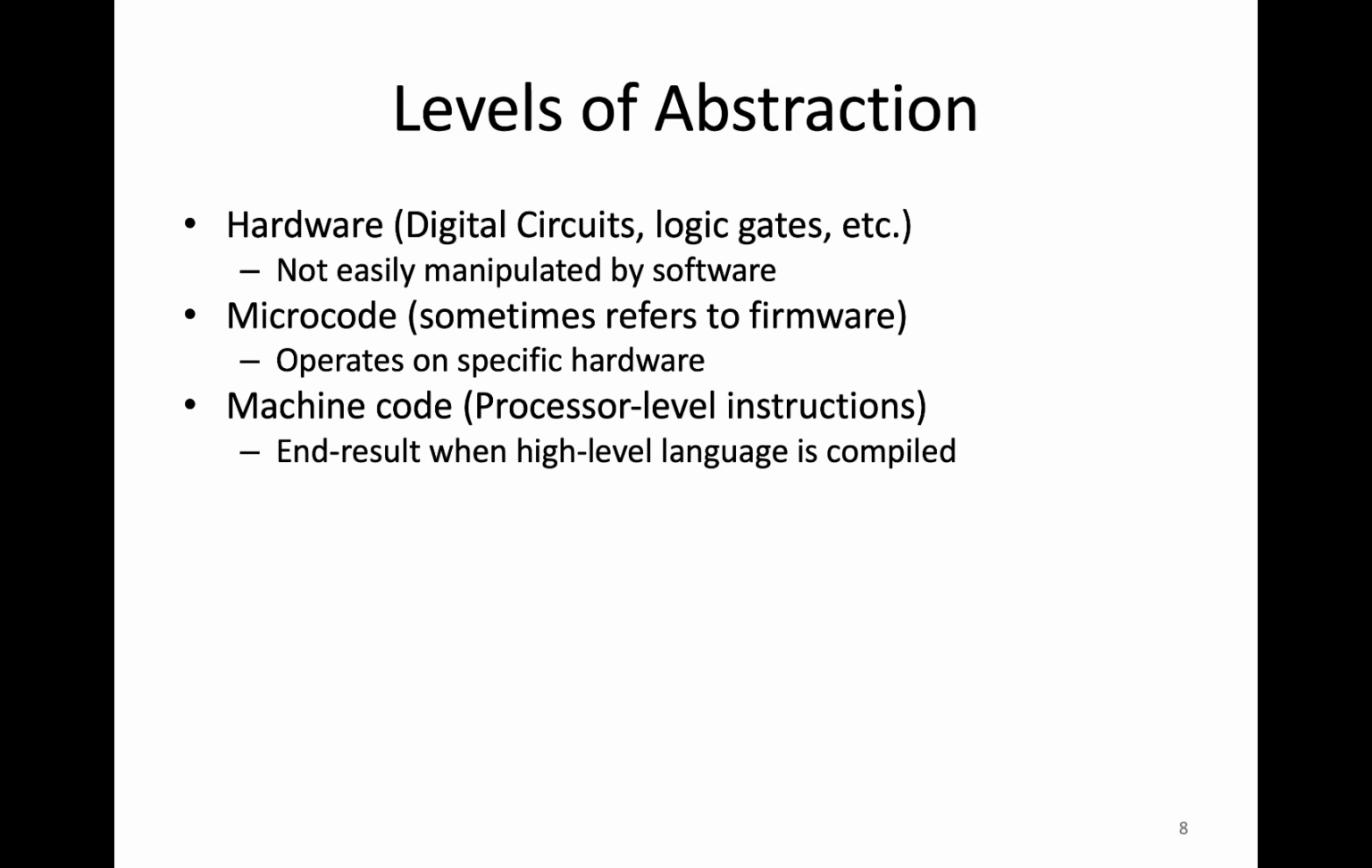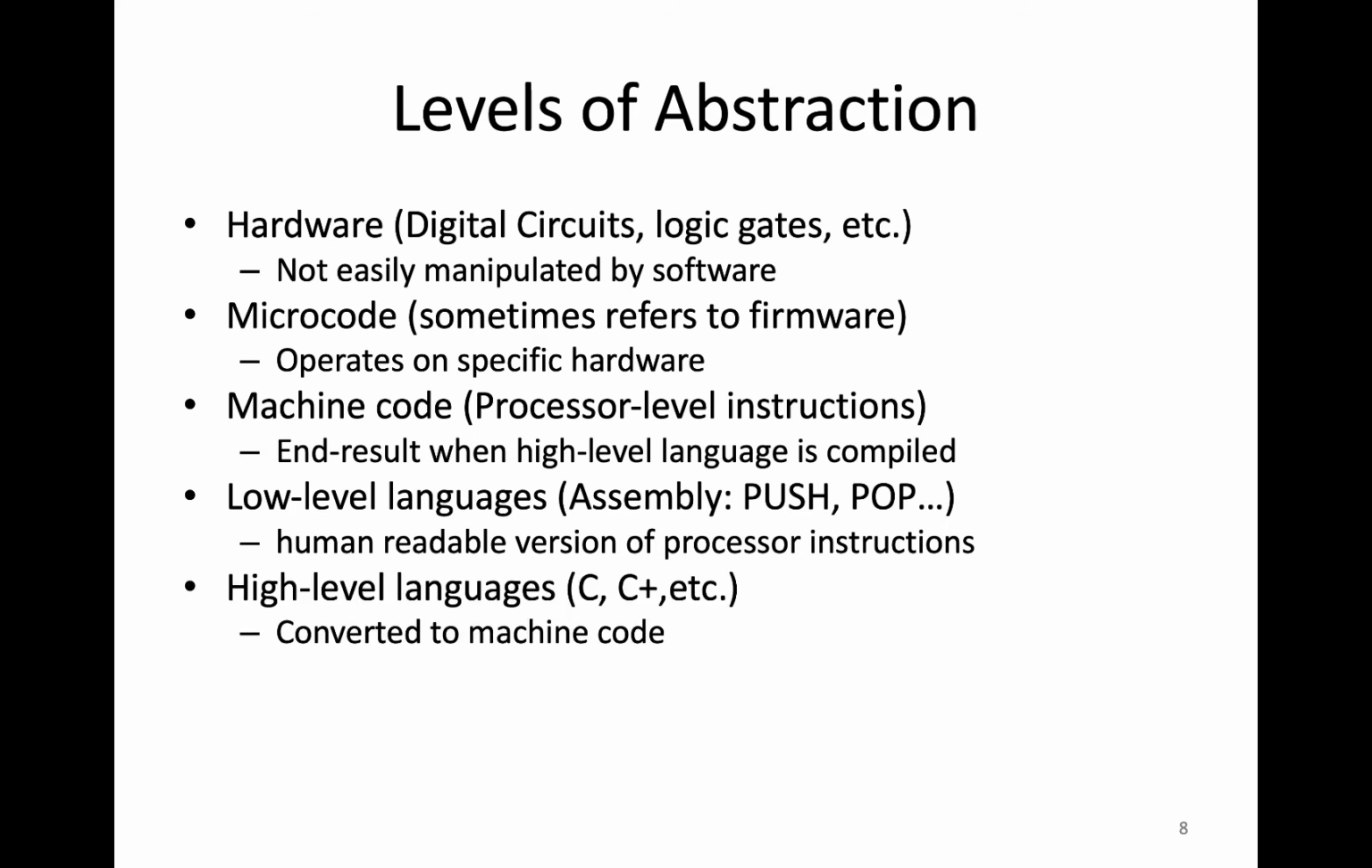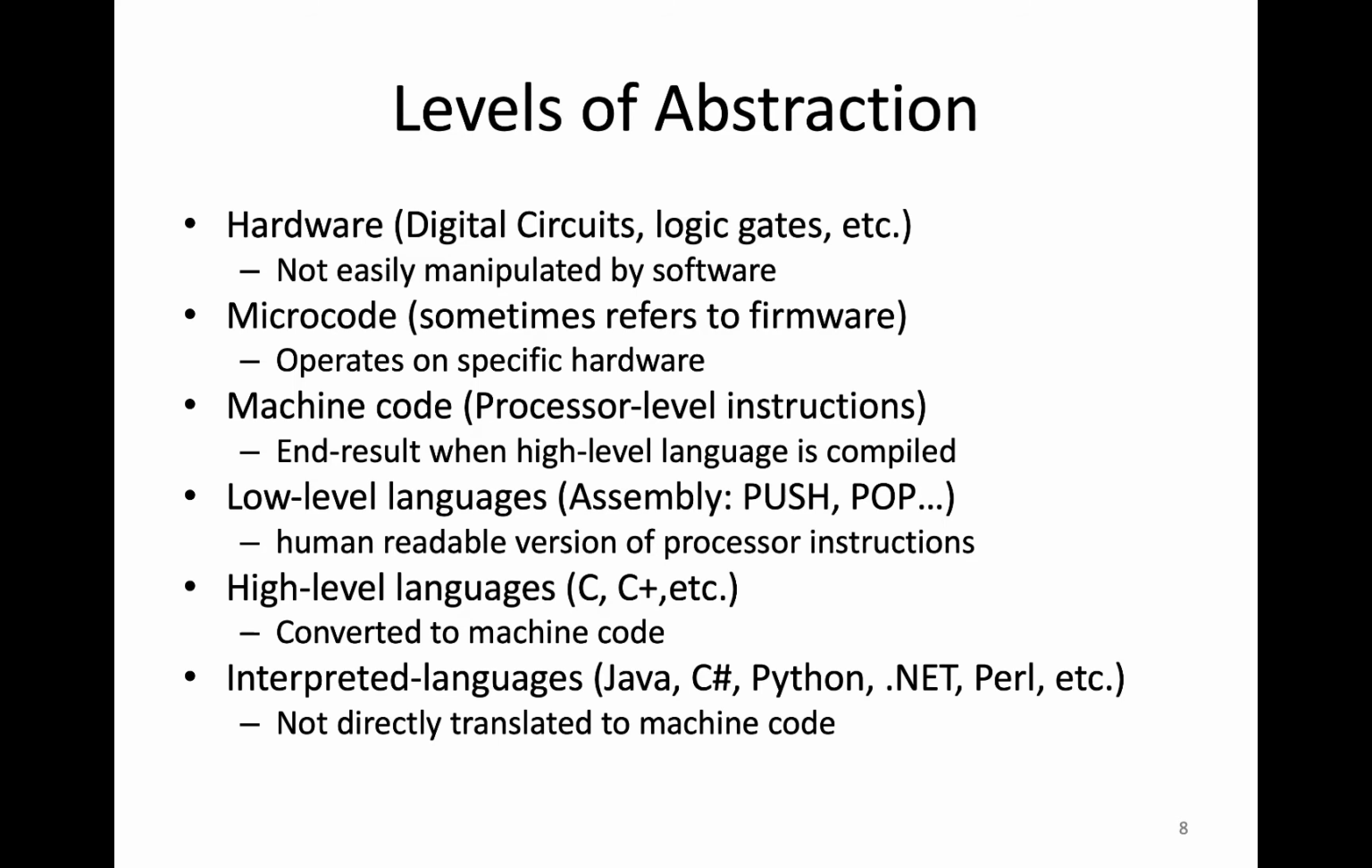This is the end result when your high-level language is compiled. Then you have low-level languages. This is your assembly languages, probably the first point where you actually get human-readable versions of processor instructions. Then we have our higher-level languages like C and C++ that can be directly converted to machine code. And at the highest level, we have interpreted languages that we mentioned before that are not directly translated to machine code. They usually have some intermediate representation, such as bytecode, that is run on some interpreter, and that interpreter takes care of translating it to machine code.